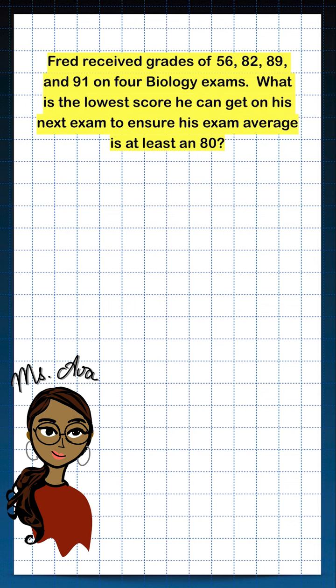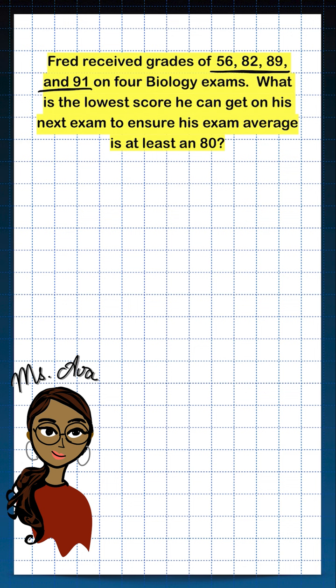Okay, so it says Fred received grades of 56, 82, 89, and 91 on 4 biology exams. And they want to know what is the lowest score he can get on his next exam to ensure that his exam average is at least an 80.